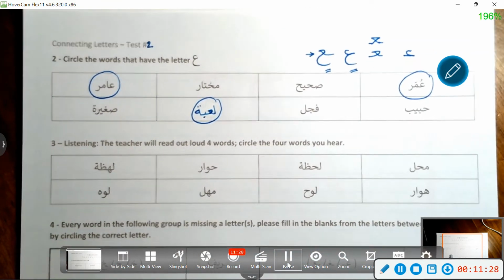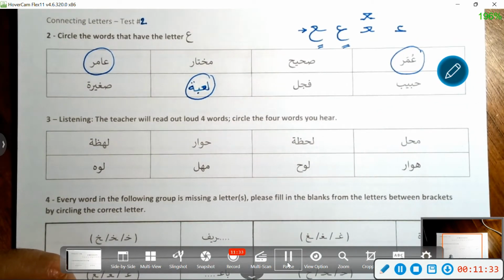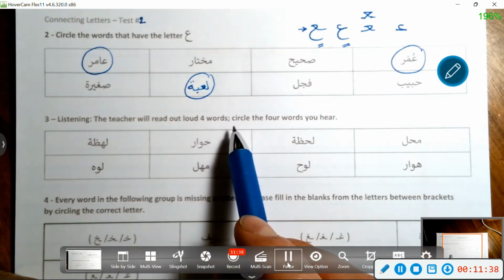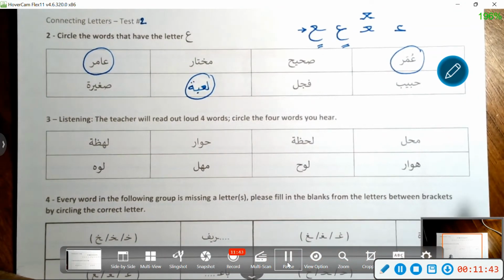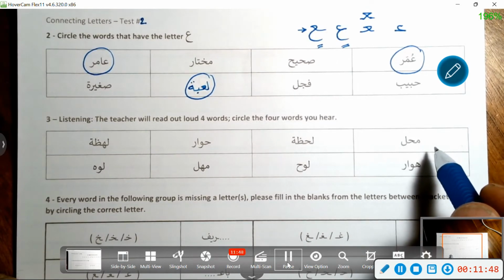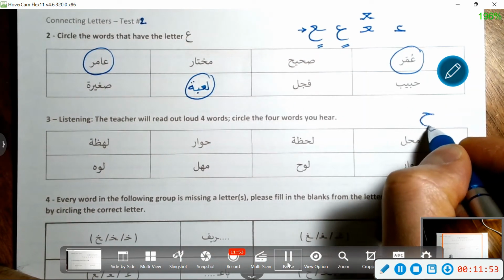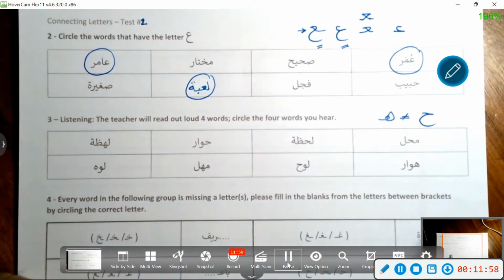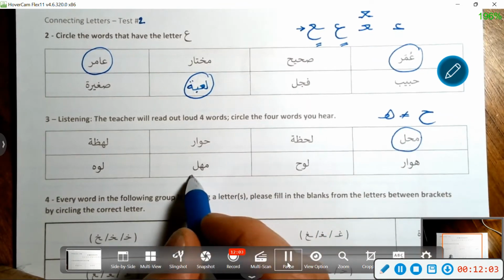Now, let's see number 3, listening. The teacher will read out loud 4 words. Circle the 4 words you hear. So I read mahal, mahal. So this exercise wants you to distinguish between ha versus ha. So mahal, this is mahal. This is mahal. It's not mahal, so we're not going to choose this.